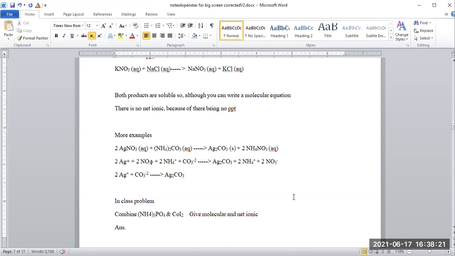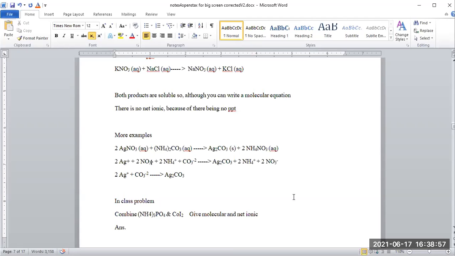Ammonium, 2 of them, carbonate. All of those things are ionized on the left-hand side. The one thing, okay, this actually uses the last rule. This uses rule number 6. Rule number 6 said most sulfides, carbonates, phosphates, and chromates are not soluble. So this one actually makes use of that final 6th rule.